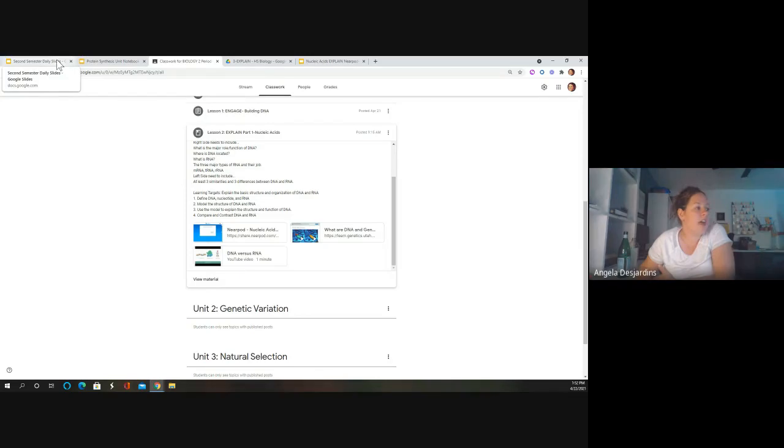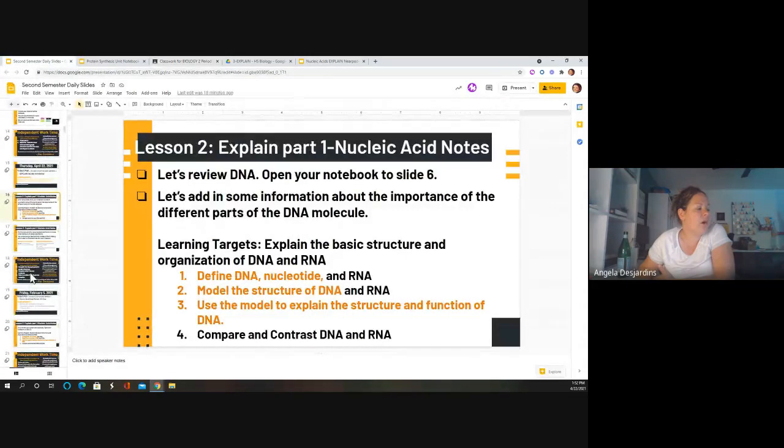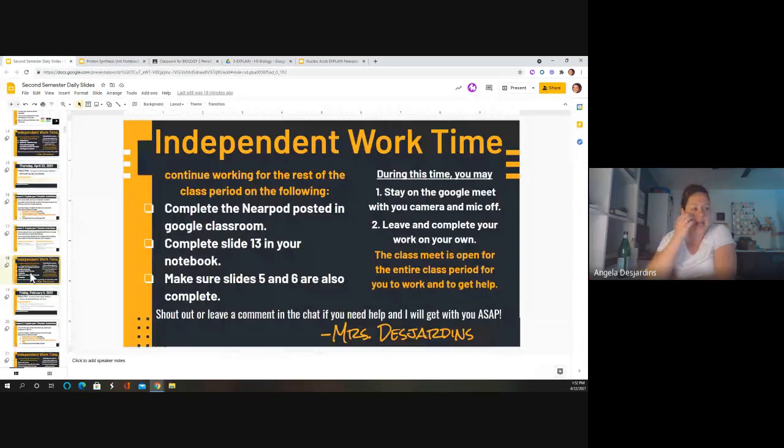So once you've got all that taken care of, you are basically done for the day. Tomorrow we'll discuss slide 13 altogether and get all of those important facts about your nucleic acids down. So your job today is to complete slide 13 in your notebook, and also make sure that slides 5 and 6 are complete as well. That would make sure that you are up to date and have completed all the sections you need to thus far, okay?